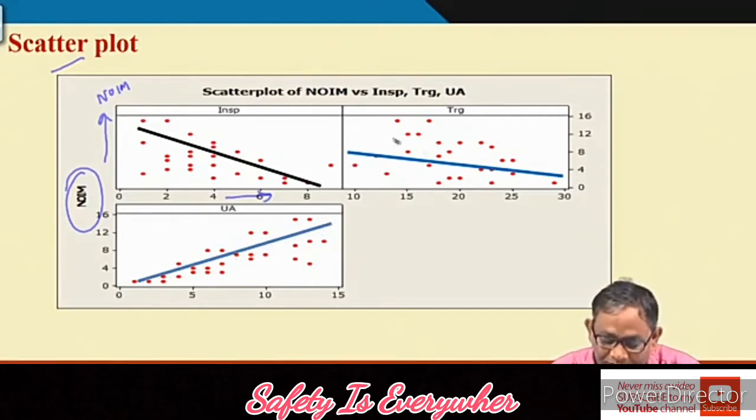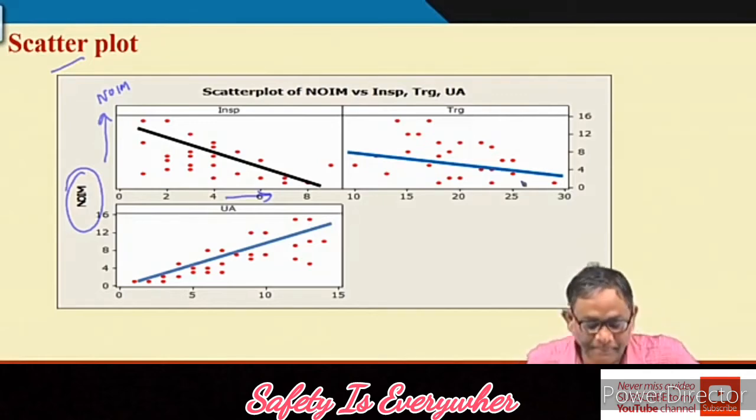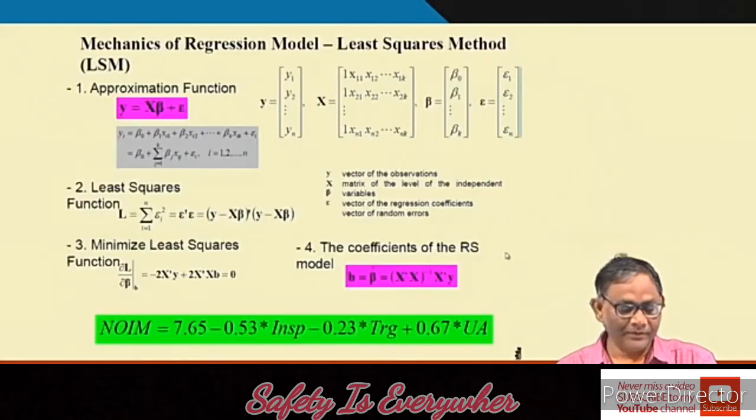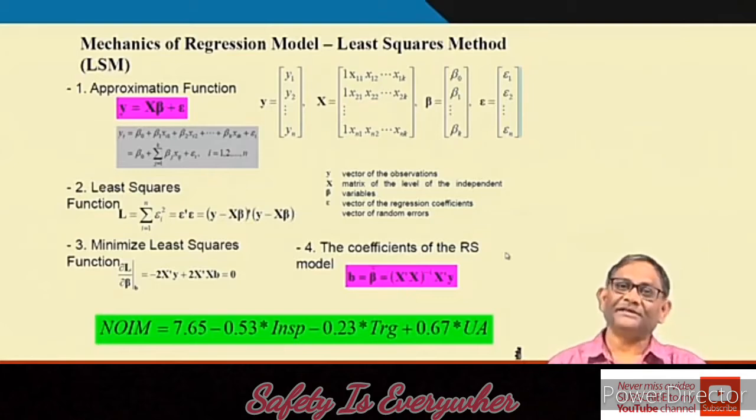But if you see the data for training and NOIM, these are scattered, so maybe the best straight line fitted here may not be a significant fit or may not be able to explain much of the variability in NOIM. Nevertheless, this plot ultimately tells you, yes, there are some linear relations and that can be captured through linear regression. So, first is a scatter plot between the dependent and all independent variables. Then there is the mathematics behind it.